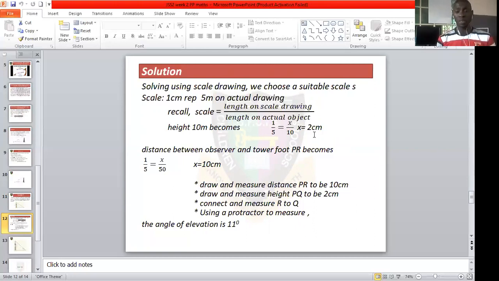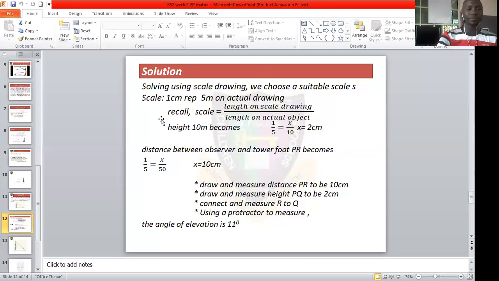I would like you to solve this in your notebook, cross check, and make sure you get your X to be 2 centimeters. So the distance is given as 50 meters. Use your scale, which is 1 centimeter to represent 5 meters, so 1 over 5 equals X over 50. If you solve through and make X the subject of the formula, you arrive at 10 centimeters.